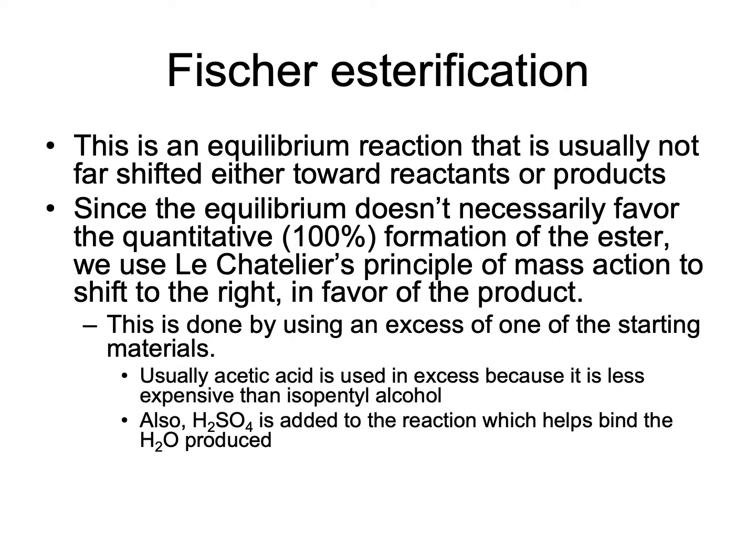We have an equilibrium reaction. In order to produce more products, we are going to increase the reactants. So, based on Le Chatelier's principle, the equilibrium shifts toward the products. So, we are going to use extra acetic acid and extra isopentyl alcohol in order to shift the reaction toward more products.